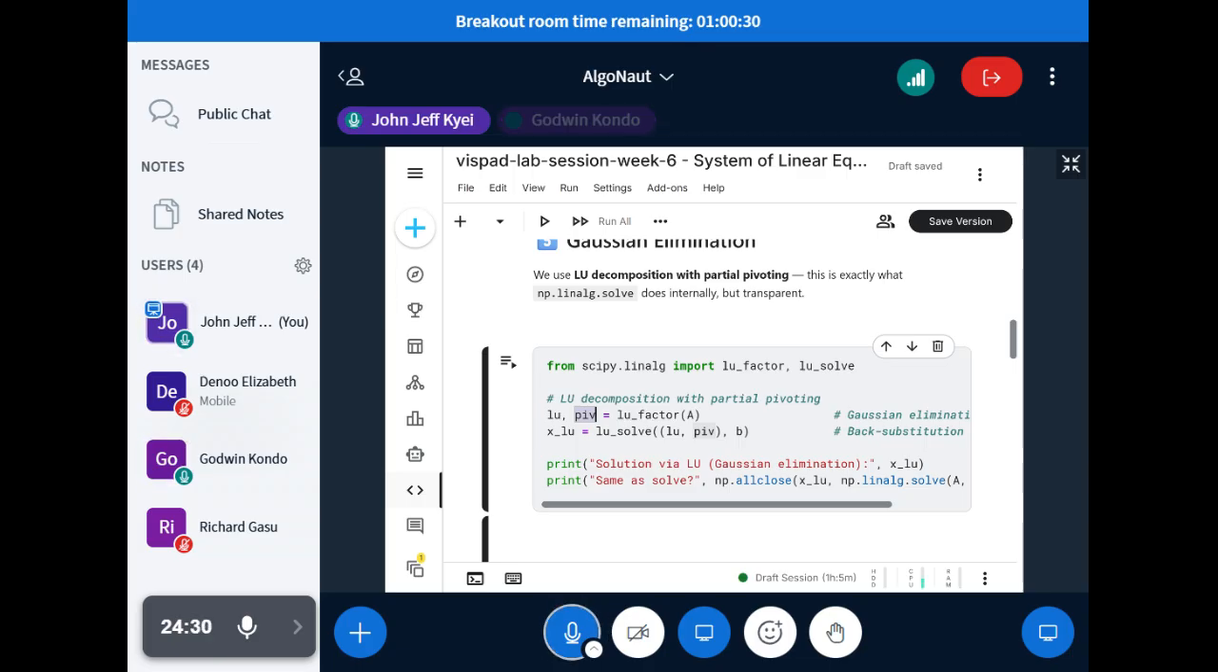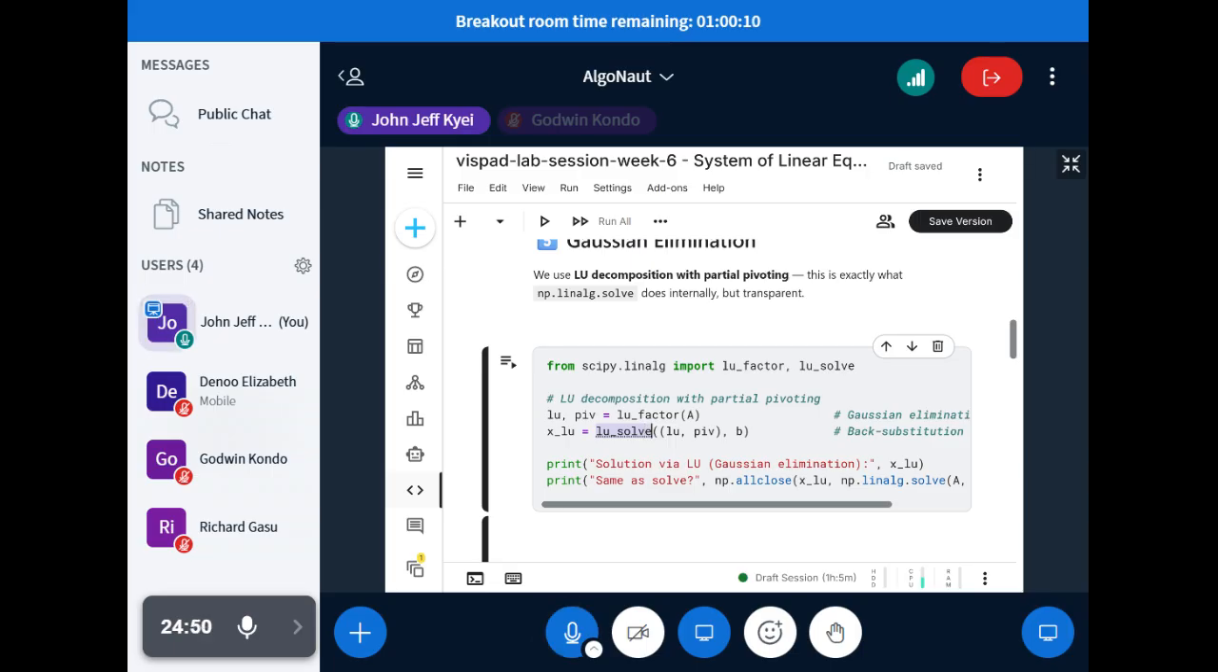And that computation was done with this LU factor function. The computation was done over here, and it's just storing here for us. And then all we had to do is just to call them in over here. That is substitution in the LU solve function.